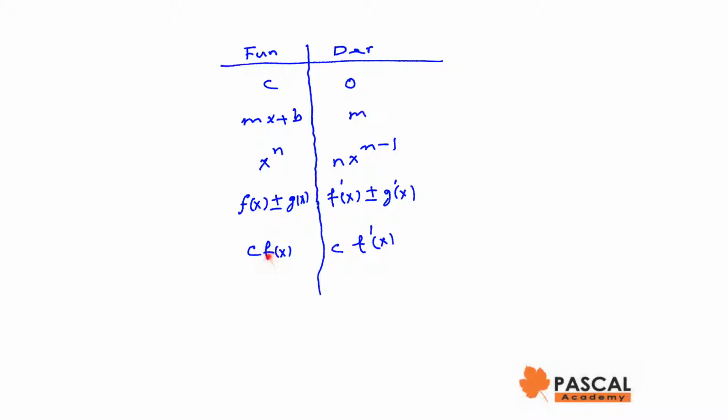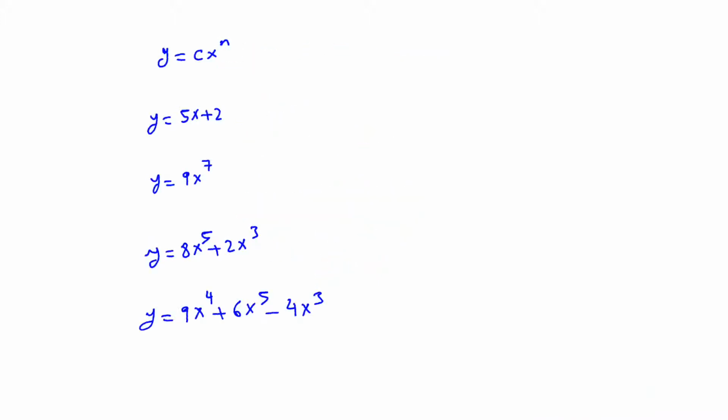Similarly, if we use the limit of a constant times a function, we can prove the derivative of c f of x is c times f prime of x. This is called the constant rule, and basically it says the derivative of a constant times a function is that constant times the derivative of the function. Let's have some examples.